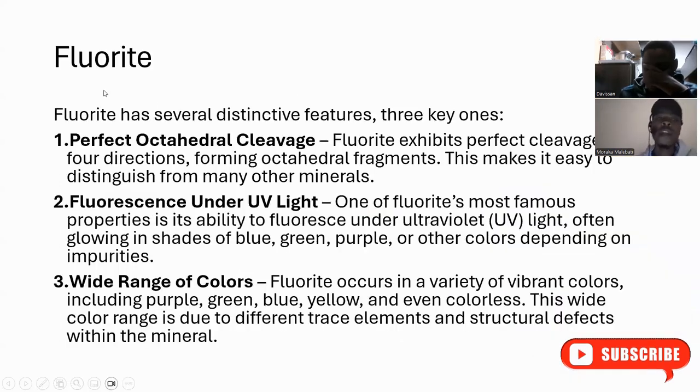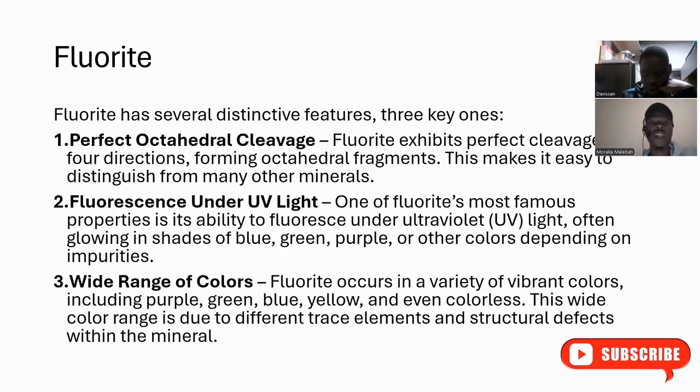Okay, then fluorite. It has a perfect octahedral cleavage, but the most distinctive feature is that it glows under what you call ultraviolet light. So fluorite has what you call fluorescence. It means if you expose it to ultraviolet light, it will glow.